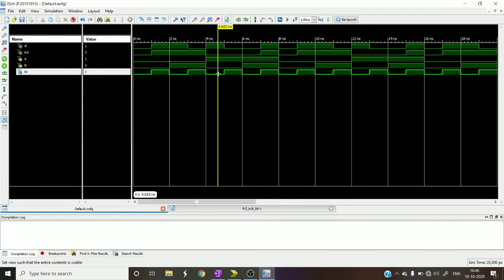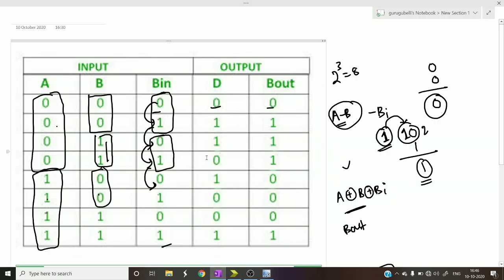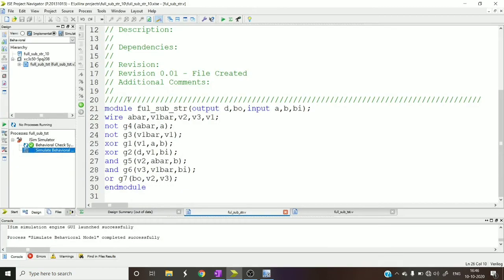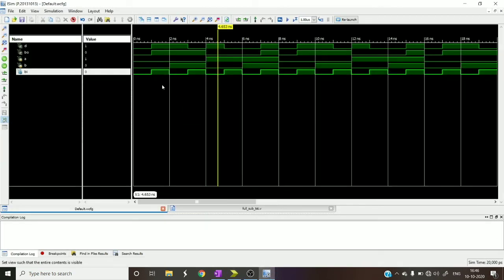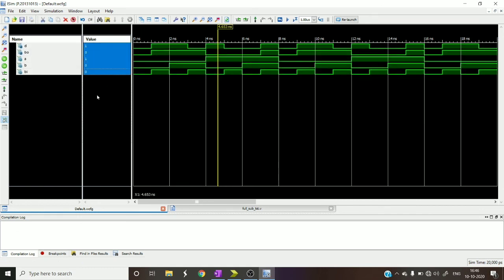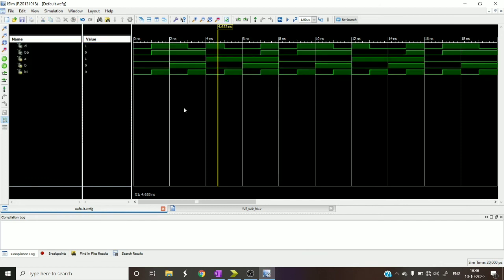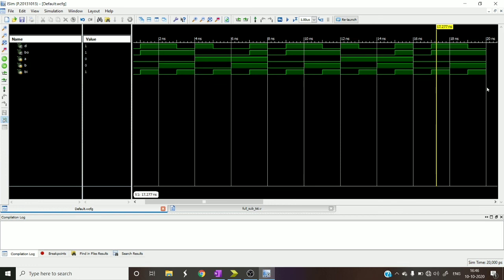Let me check some random thing, that is, see, 100. So let me get to the truth table. So 100, the difference should be 1 and the borrow should be 0. See the waveform. The difference should be 1, the borrow should be 0. You can see here, right? Zoom these values. You can look here. Okay. So this is how you can check for different values, and it will run up to 20 nanoseconds, and then it will finish its execution.